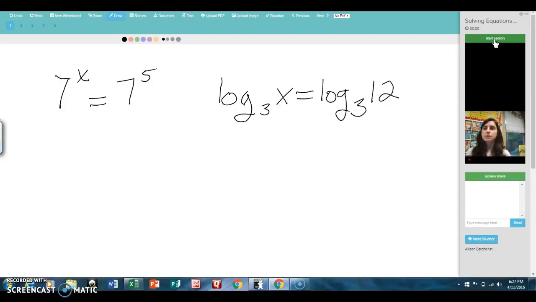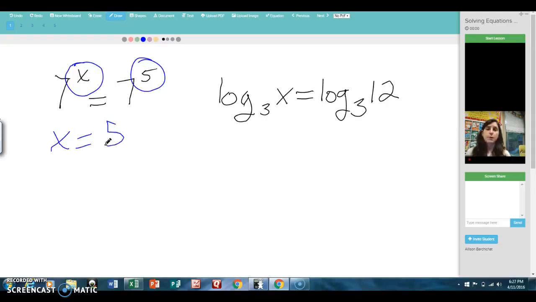We are going to solve some log expressions and equations today. So let's take a look first at these two simple equations I've given you. We're going to be using the one-to-one property to solve that. What that means is if the base is the same, then the exponents must be the same. So for this first problem, since the base is both 7, x must be 5.